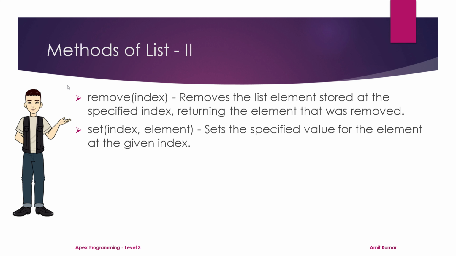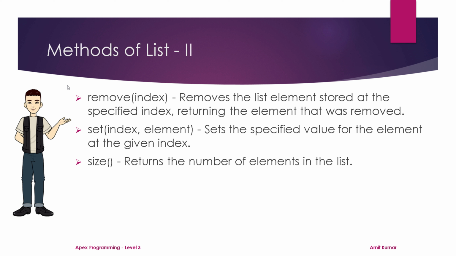Set method accepts an index and an element and sets the specified value for the element at the given index. So it might seem to be the same as the add method with the index, but there is a difference. Set method overrides the element at the specified index, whereas the add method shifts the rest of the elements.